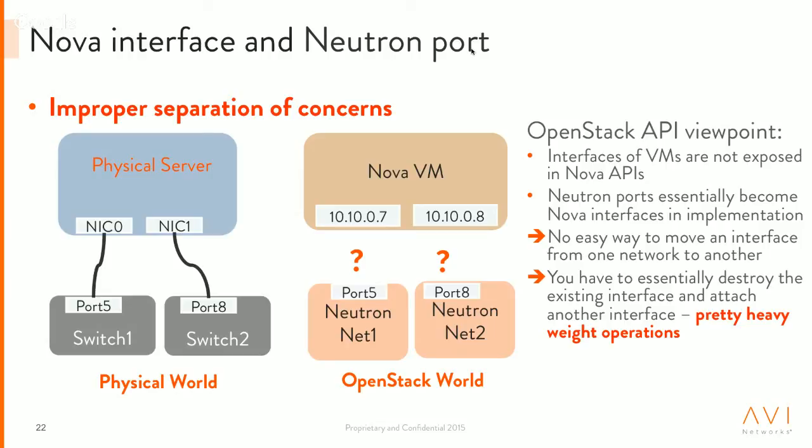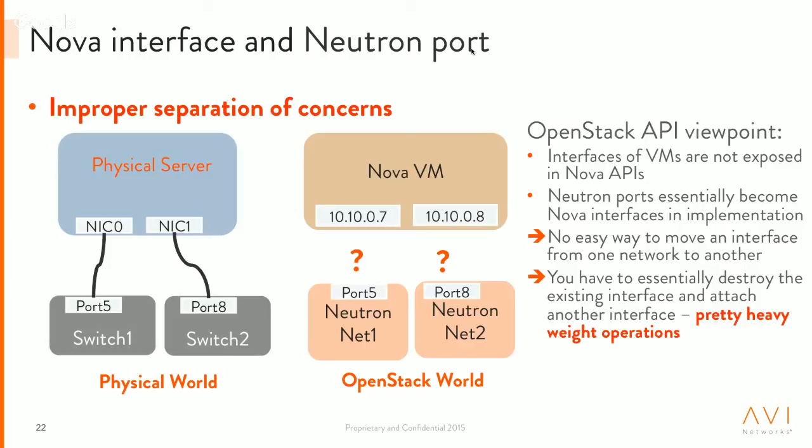The way it's implemented, they are tied together very tightly, and a lot of problems happen there because we're talking about two different services, Nova and Neutron, trying to use the same objects like those Neutron port objects. And then you need to synchronize them well across those two. This also poses some issues: there is no easy way to move an interface from one network to another.